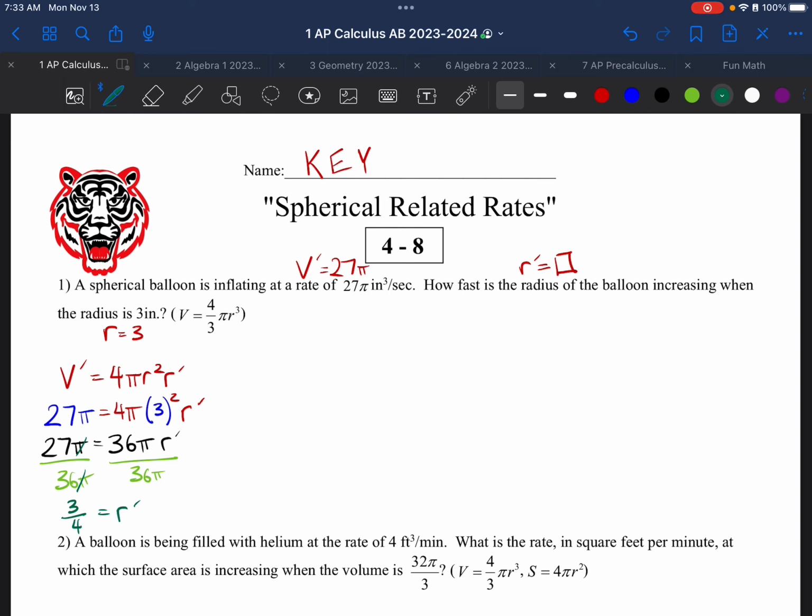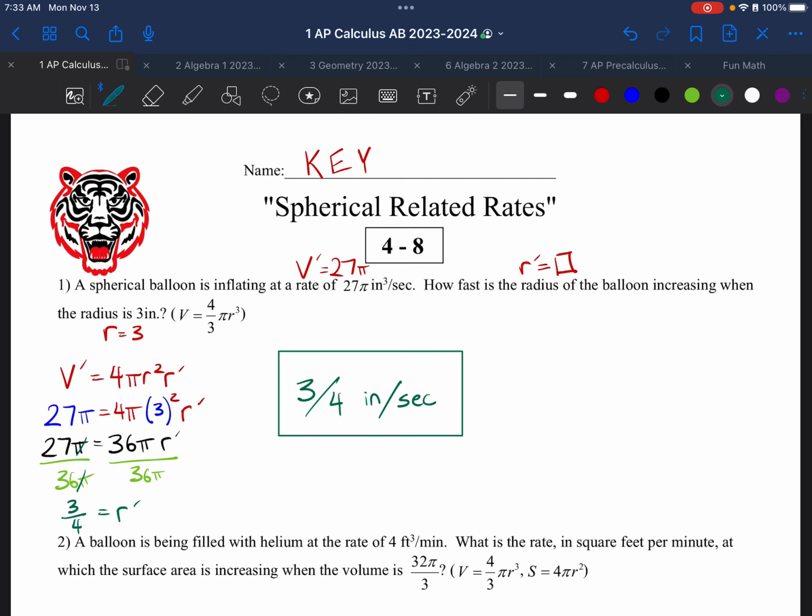And then we need some units. So it's going to be 3/4. And then what is happening here? It's a radius. So instead of being inches cubed, radius is just measured in inches. And am I talking about a rate? It's an r prime, so it's a rate. So it's inches per time. It's inches per second here.